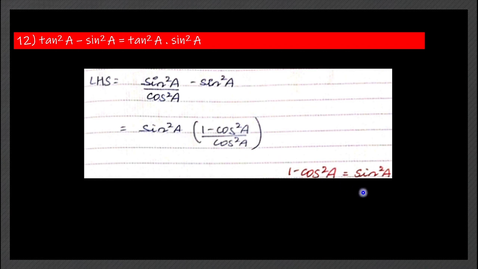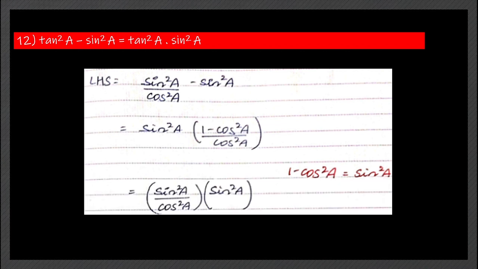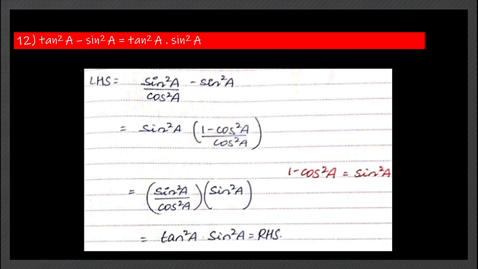1 minus cos square A is sin square A. So sin square A, keep it as such. It's your best friend. Keep it as such. 1 minus cos square A, you will substitute it as sin square A. So sin square A by cos square A can be taken as tan square A into sin square A, which is the expected result at RHS.